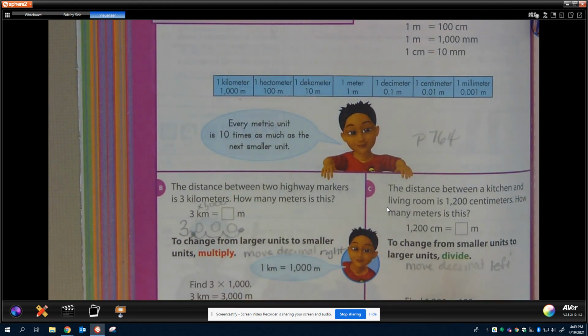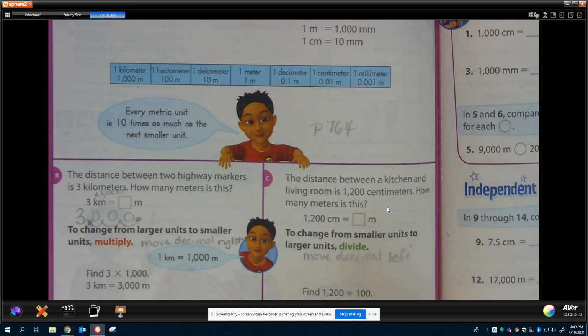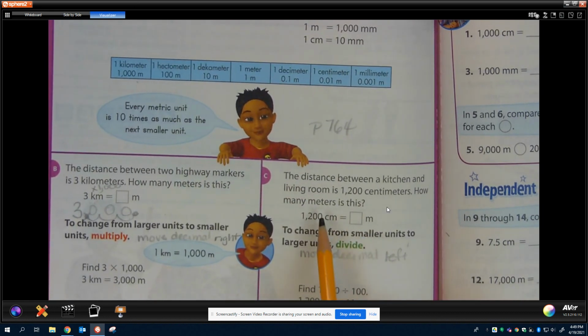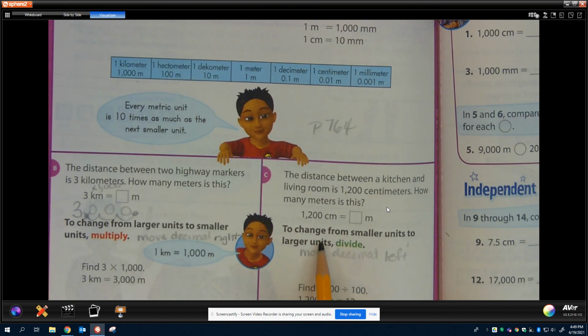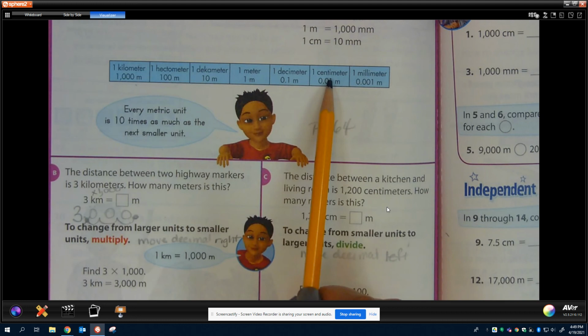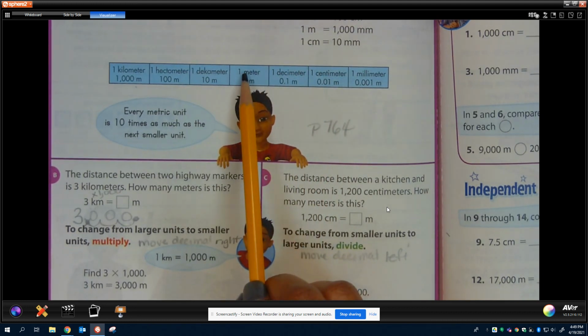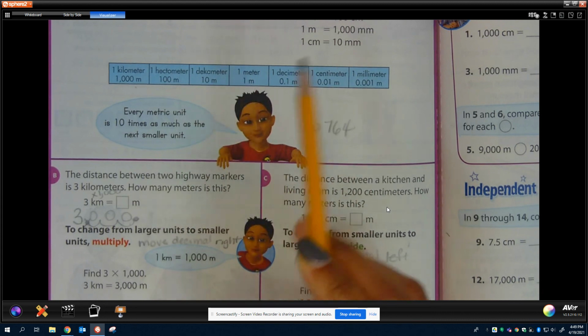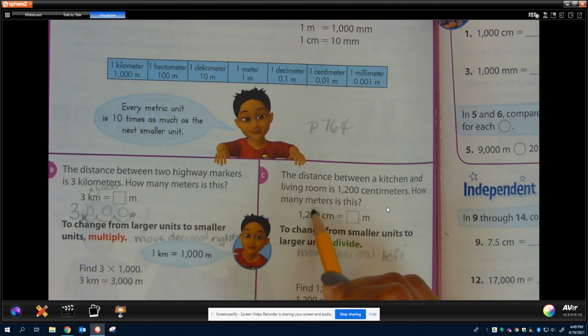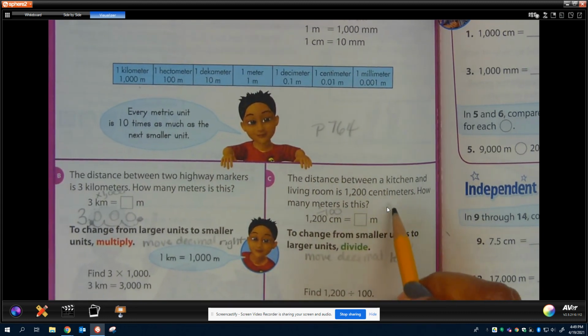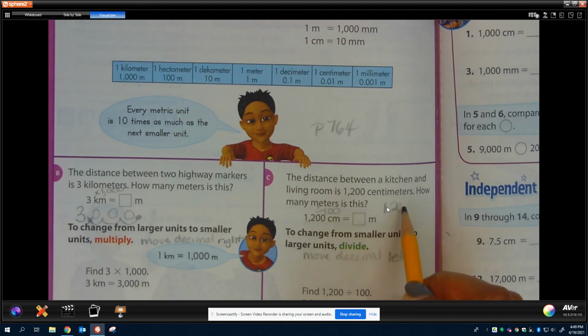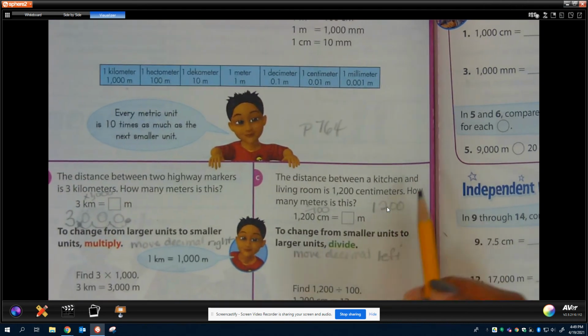All right, our next example is centimeters to meters. Now I'm moving from a smaller unit to a larger unit. So we are going to divide. If I look at centimeters, I have to move 2 places to get to meters. So that means I'm really dividing by 100. When we divide by 100, we are moving our decimal 2 places to the left.